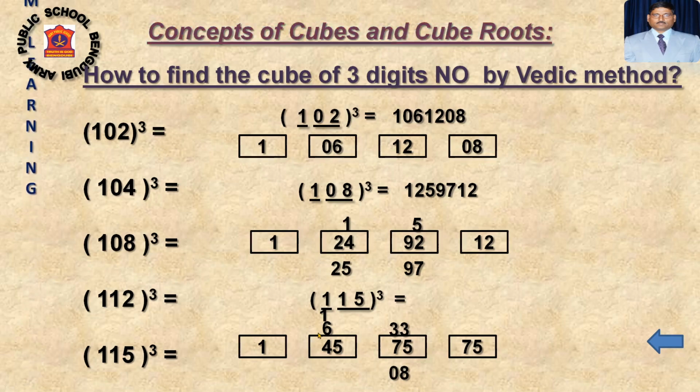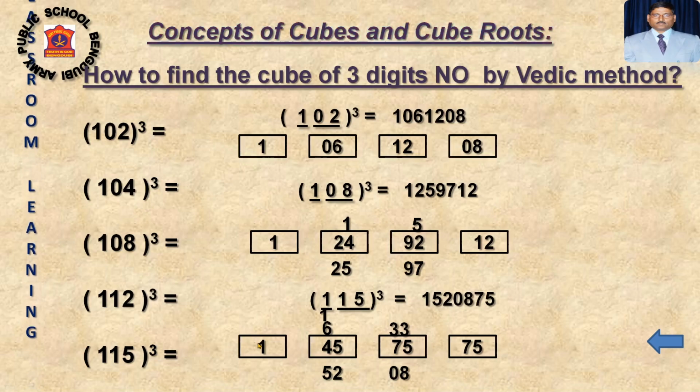After adding, how much you are getting? 45, 50, 51 plus 52 and 1 alone. So 115 cube will be 1520875. Have you understood?